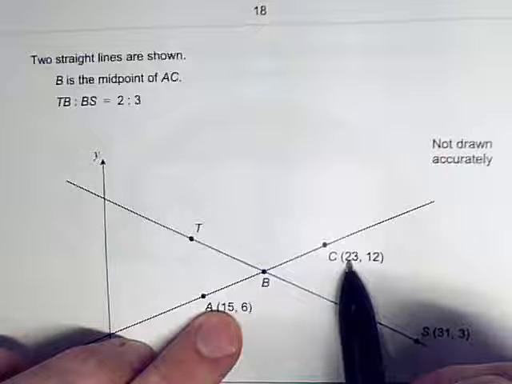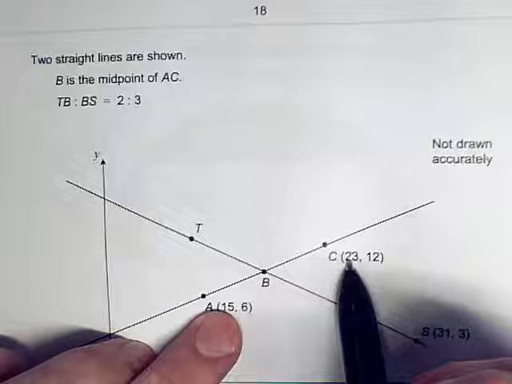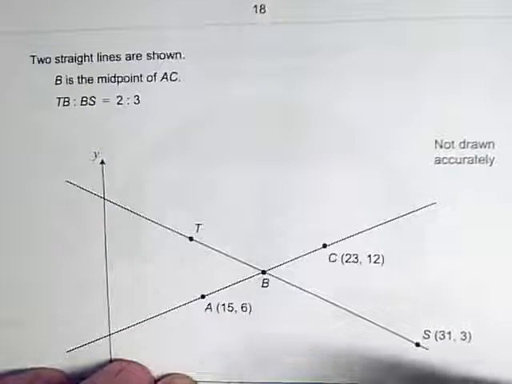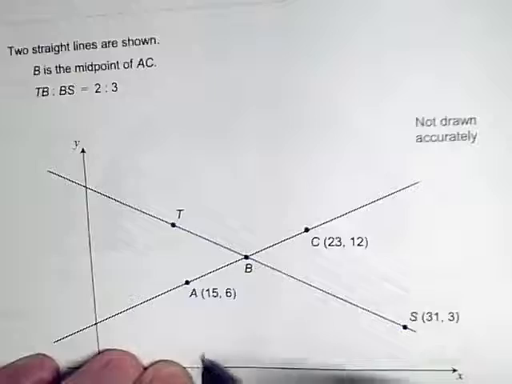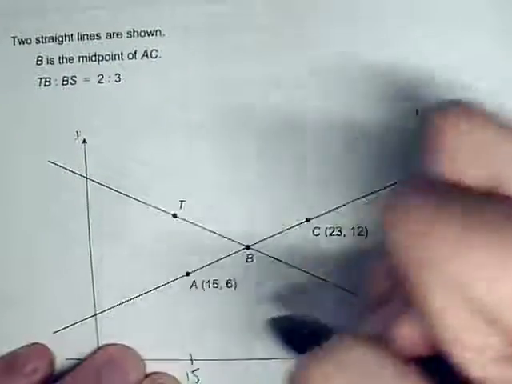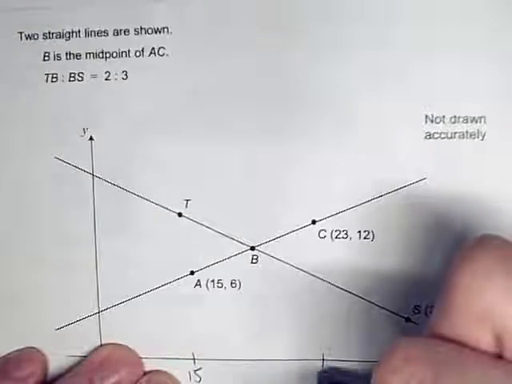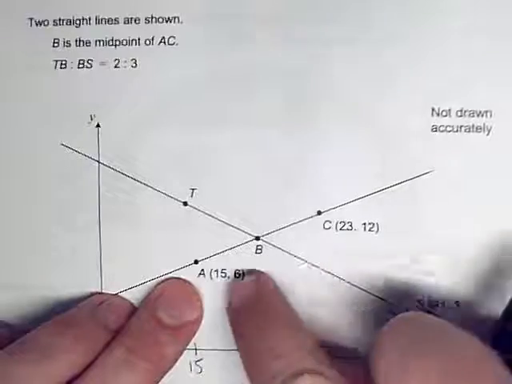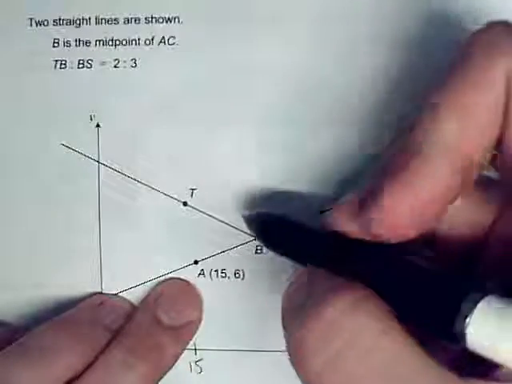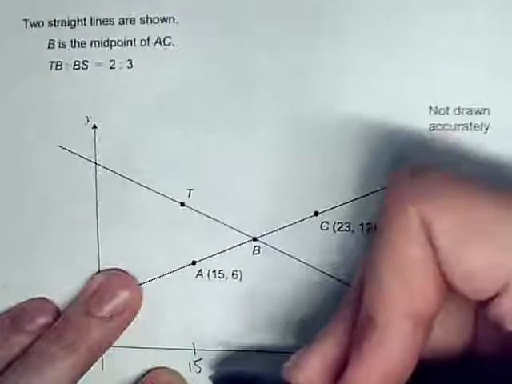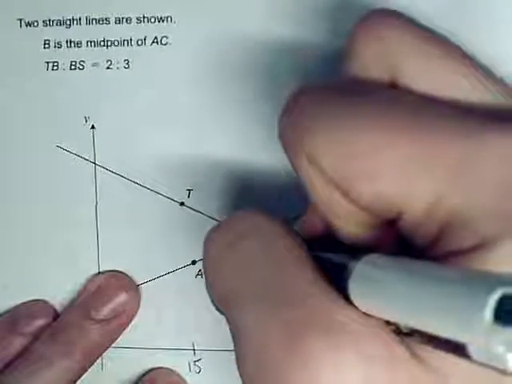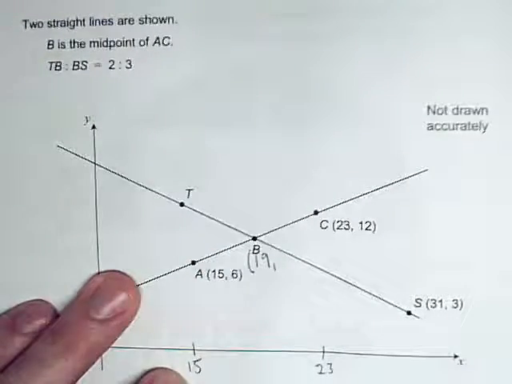15 to 23 is a difference of 8. Half of 8 is 4. And remember, X's go across, along the corridor. So if I'm starting at 15 and I'm going up to 23, I've worked out the difference, which was 8. I halved it, which gave me 4. With my 4, I need to add that on to 15 because it's going to be more than 15. So 15 add on 4 gives me an X coordinate of 19.